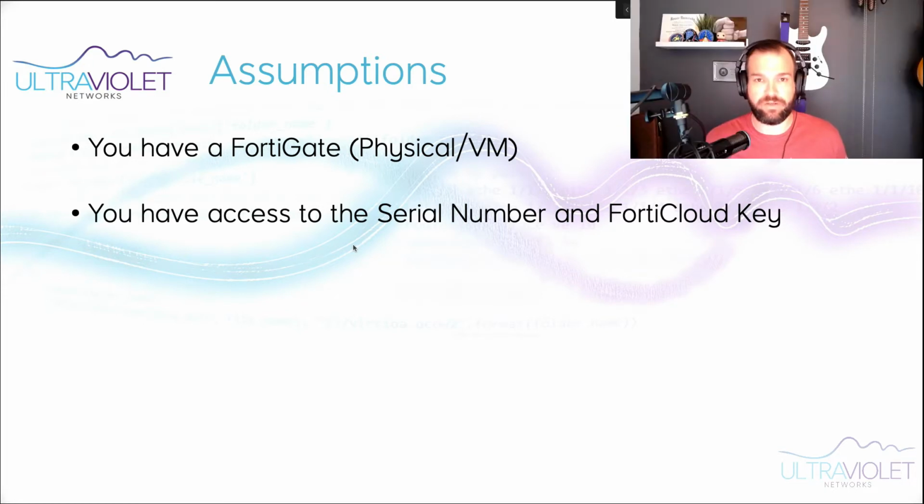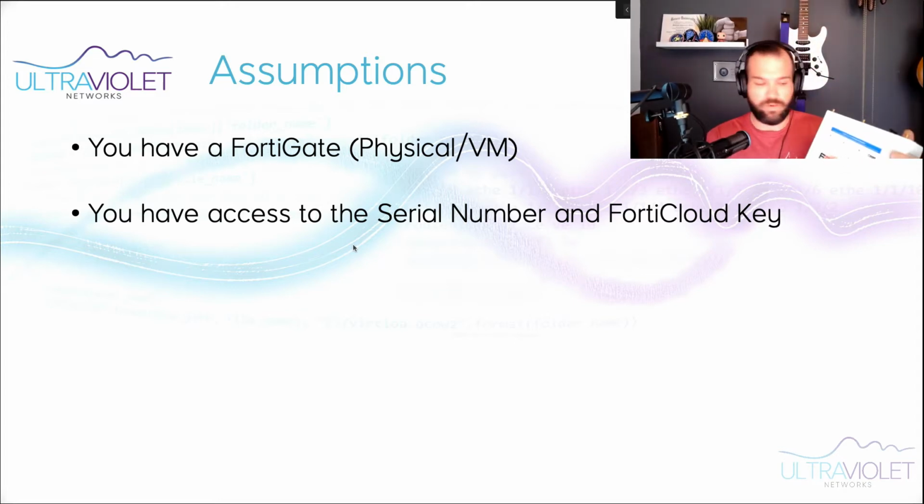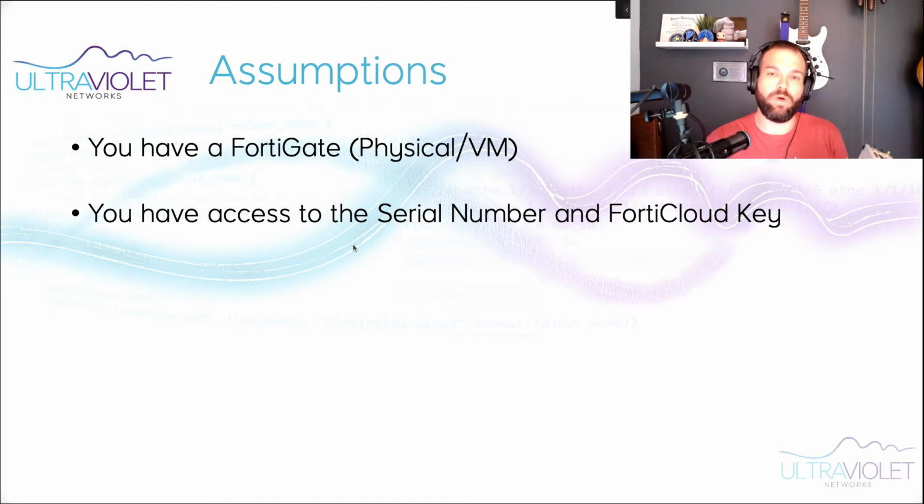The second assumption is you have access to the serial number, which is on the bottom side here, and you have access to the FortiCloud key, which is on the top side here on the sticker. This is probably more important than the bottom one. The reason why is the bottom one you can get out of the CLI. The FortiCloud key, the only place you can get that is off this top sticker here.